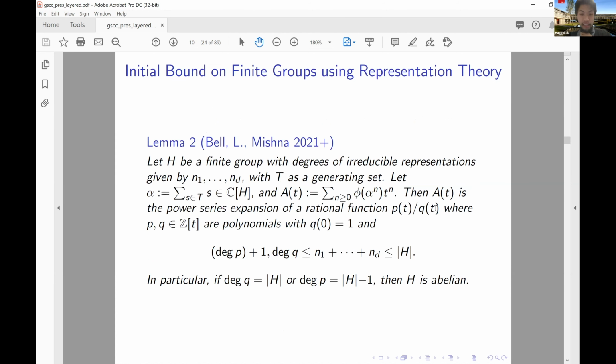Okay, so in collaboration with my advisor and another professor from the University of Waterloo, we came up with a general bound using representation theory. This applies to any finite group with any generating set, and we use the degrees of irreducible representations to get a bound. However, this can be seen as a first bound in our case, but it's not optimal in general.